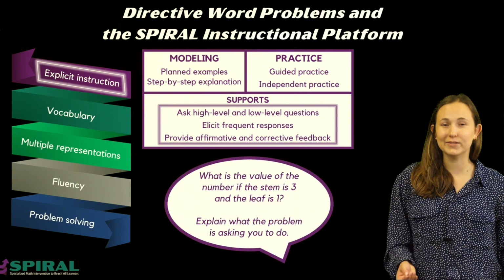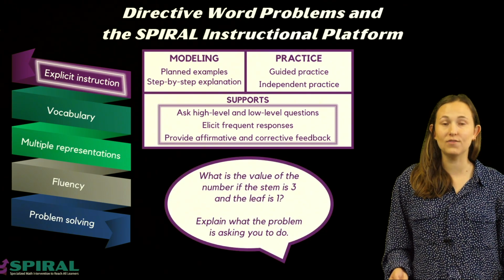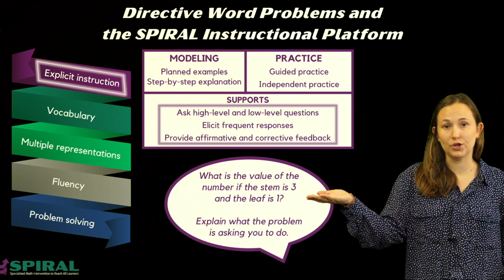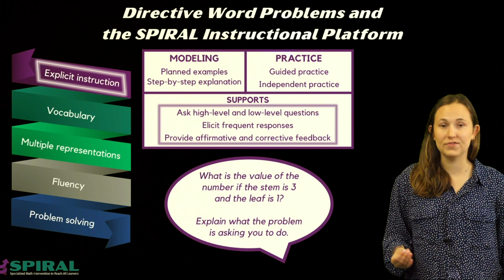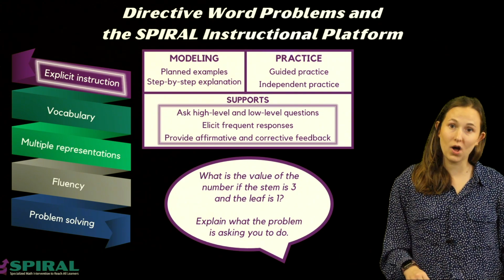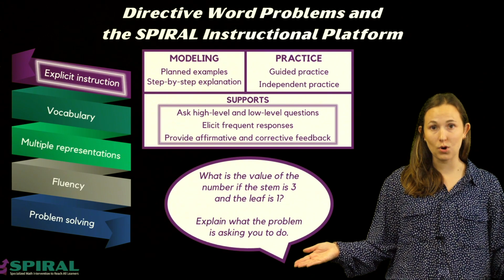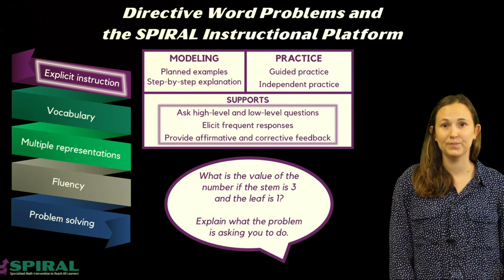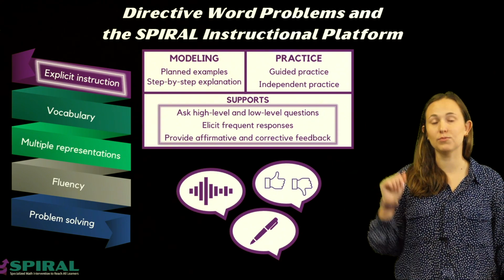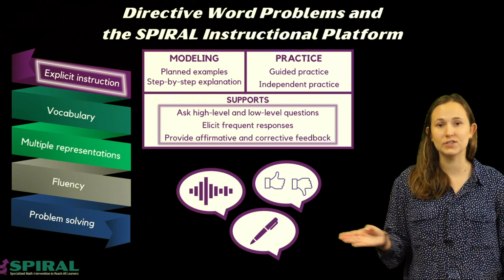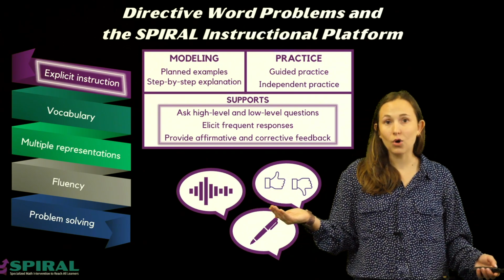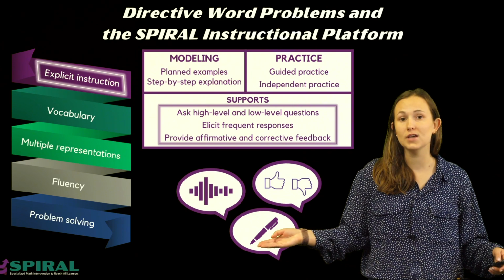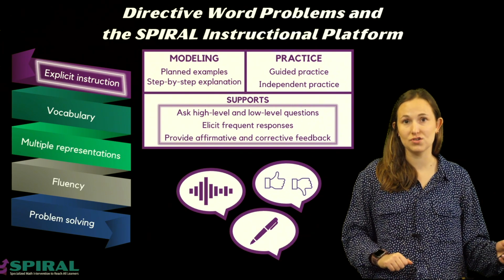We want to make sure to ask students a mixture of high-level and low-level questions. So for example, a low-level question could be, what is the value of the number if the stem is 3 and the leaf is 1? An example of a high-level question could be, explain what the problem is asking you to do. We also want to elicit frequent responses, and these responses don't always have to be oral. We can encourage our students to use nonverbal gestures to respond, or they can write or draw pictures.